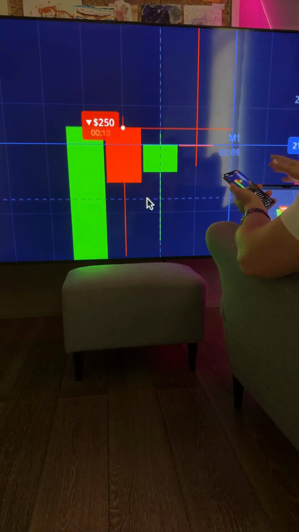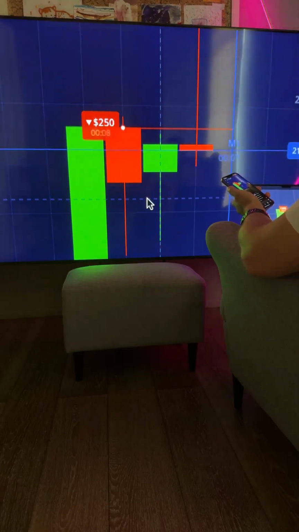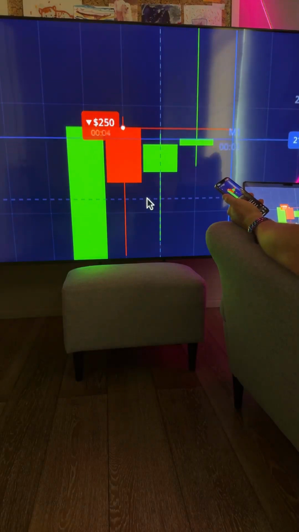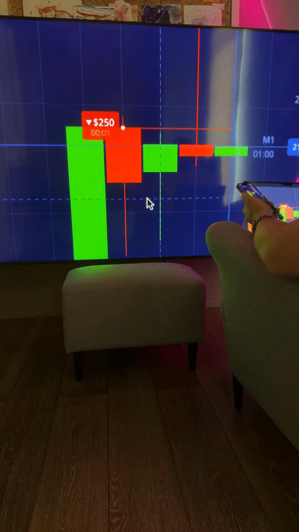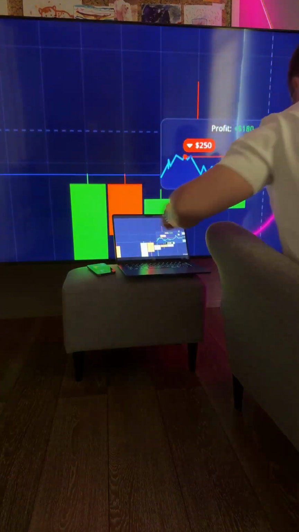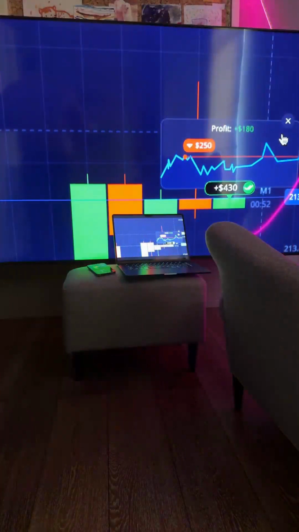Guys, 10 seconds left. Let's follow along. Look, I have a profit. I'm waiting for your response. We earned $180 here. I need to take a short break. Write your result.